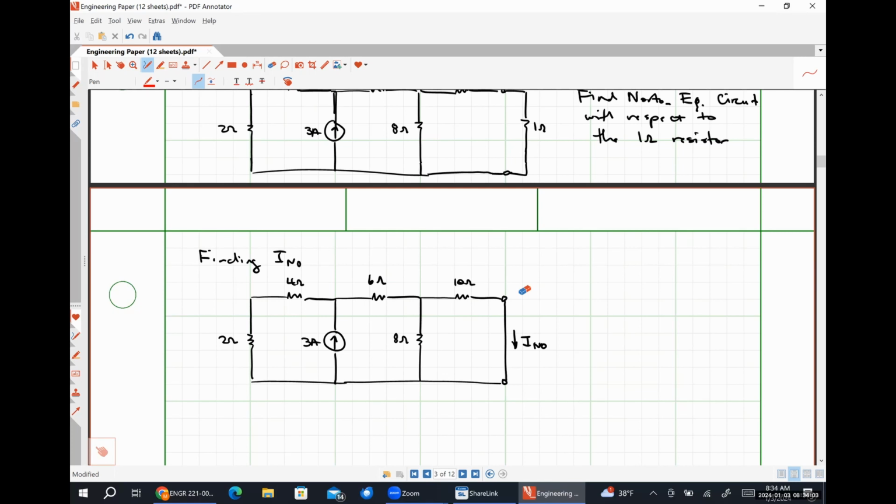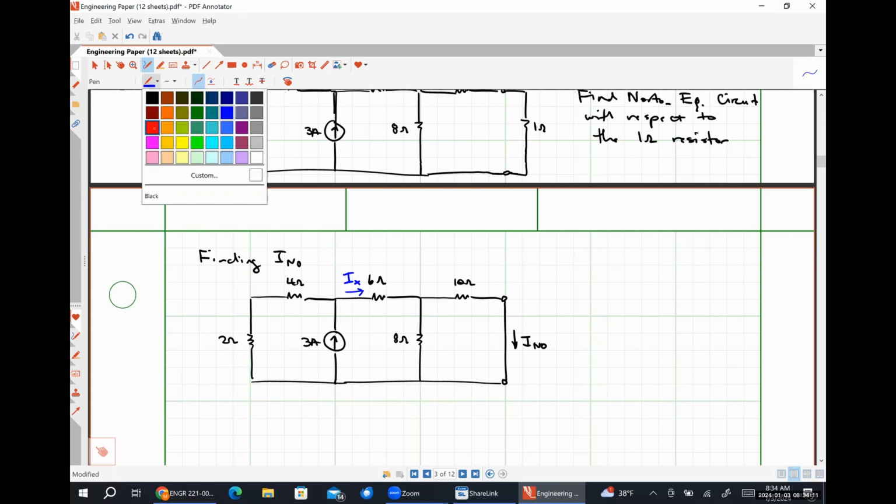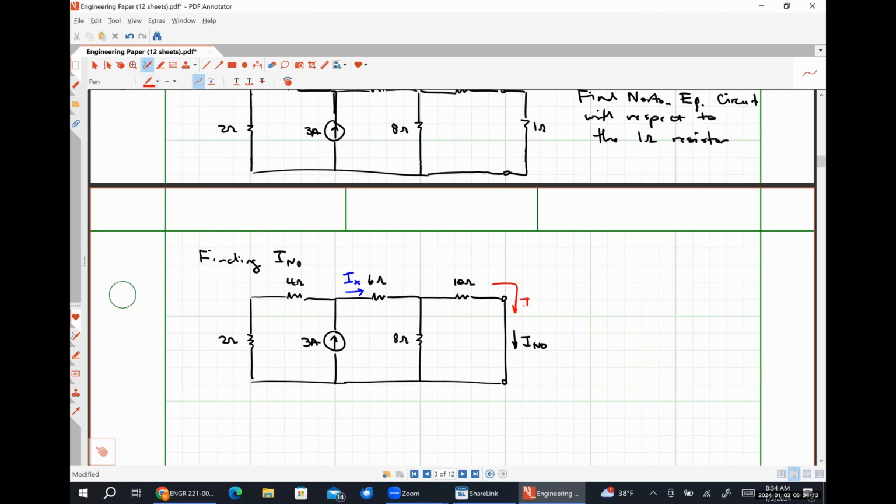Current division twice. Okay. I wish I had not erased that. So I'm going to call this current IX, and then this current IY. Okay? And IY is the exact same thing as I Norton. So I guess I could actually just leave it as I Norton. But anyway.